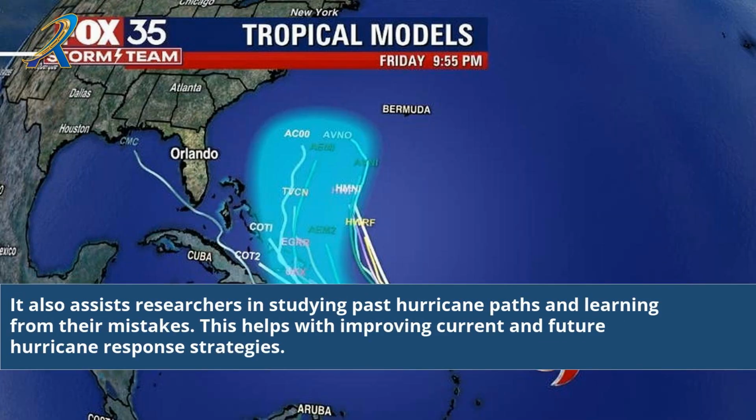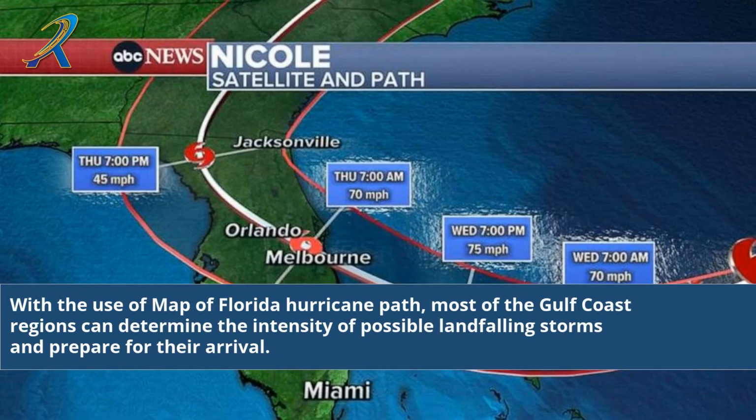It also assists researchers in studying past hurricane paths and learning from their mistakes. This helps with improving current and future hurricane response strategies. With the use of Map of Florida hurricane path, most of the Gulf Coast regions can determine the intensity of possible landfalling storms and prepare for their arrival.